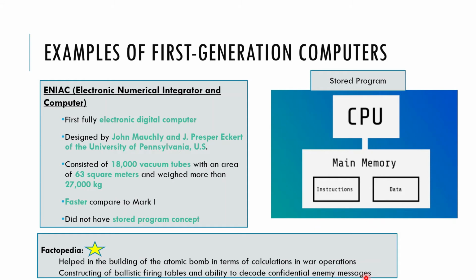So the points which you need to remember regarding ENIAC are: first fully electronic digital computer designed by John Mauchly and John Eckert, consisted of 18,000 vacuum tubes with an area of 63 square meters. Faster compared to Mark 1, didn't have the stored program concept. So this was all about the ENIAC.